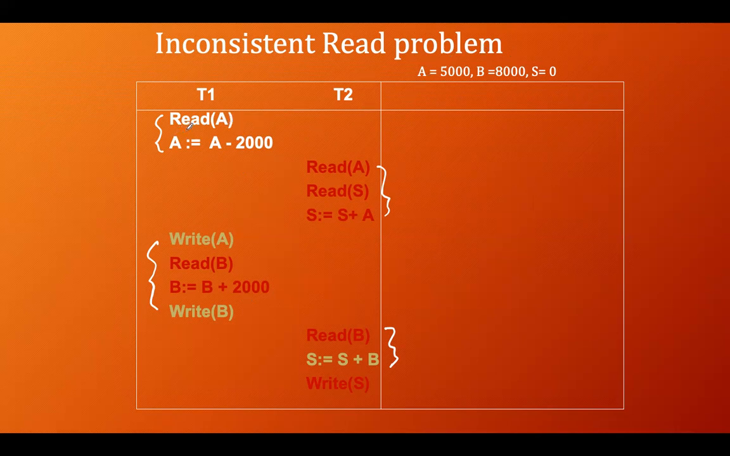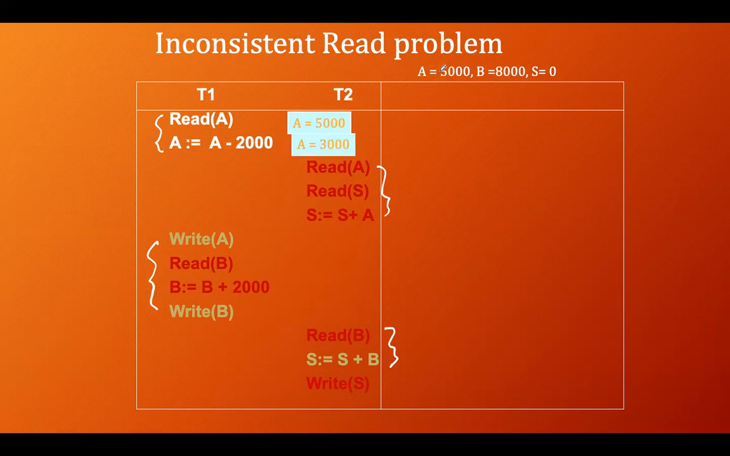First there is a read operation on A. So what will it read? It will read 5,000. Now A will be updated with minus 2,000. It means this 5,000 minus 2,000 will be 3,000. Now again there is a read operation.